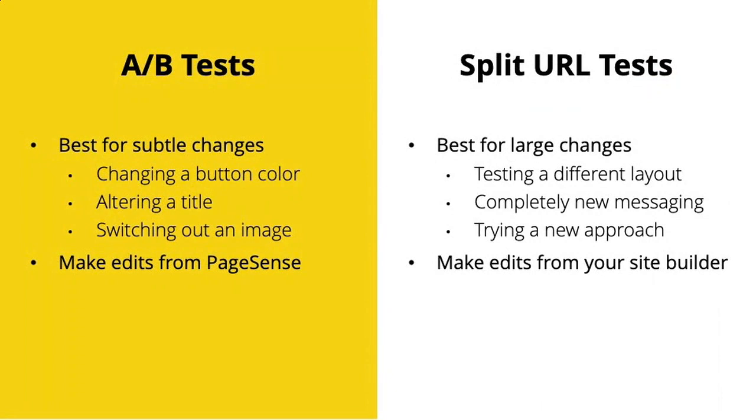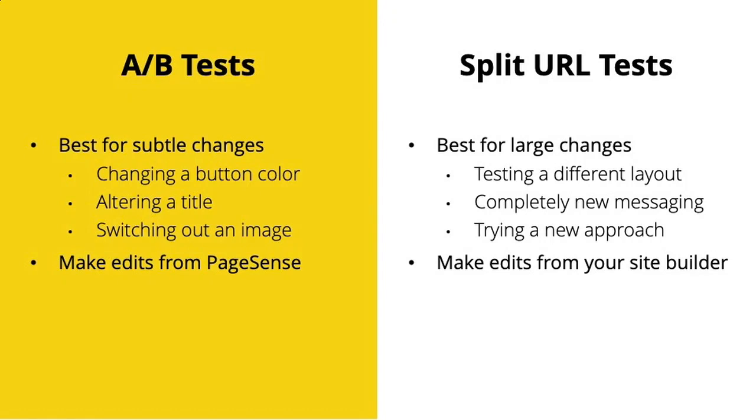Basically, an A/B test allows you to edit your page inside Zoho PageSense. Again, this doesn't matter if you're on WordPress or Zoho Sites or whatever. It can be any website builder. But the editor that we give you in PageSense is really just meant for making small, simple changes. So if you want to test, hey, does making this button a different color get more people to click it? Does changing out an image cause this page to perform better? Or does switching out a certain title on my page get more people convinced that they should sign up? That's a really good candidate for an A/B test.